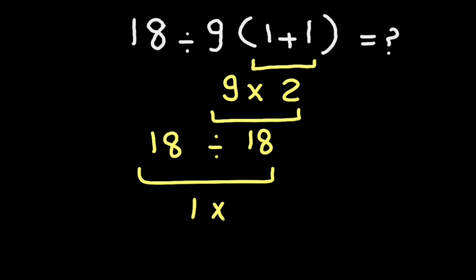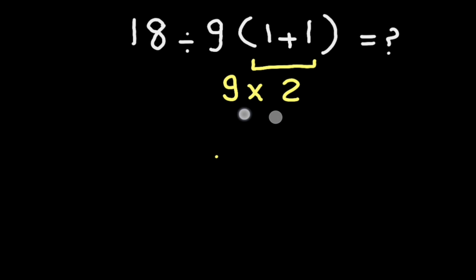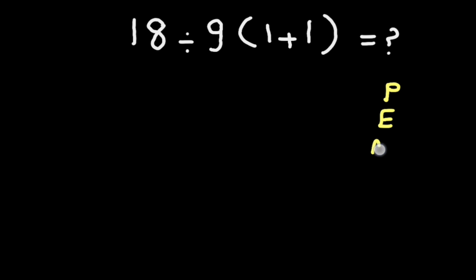But this answer is not correct, because according to the order of operations, we have to solve this math expression this way. First parentheses, then exponents, then multiplication or division, and then addition or subtraction. Remember that multiplication and division have equal priority, and addition and subtraction have equal priority too.